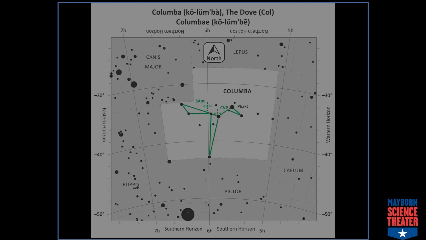Now, right here, the solar apex, this is where we are going away from in our Milky Way. And there's another constellation, if we turn and look the other direction, the direction we're going toward in the universe. Okay?